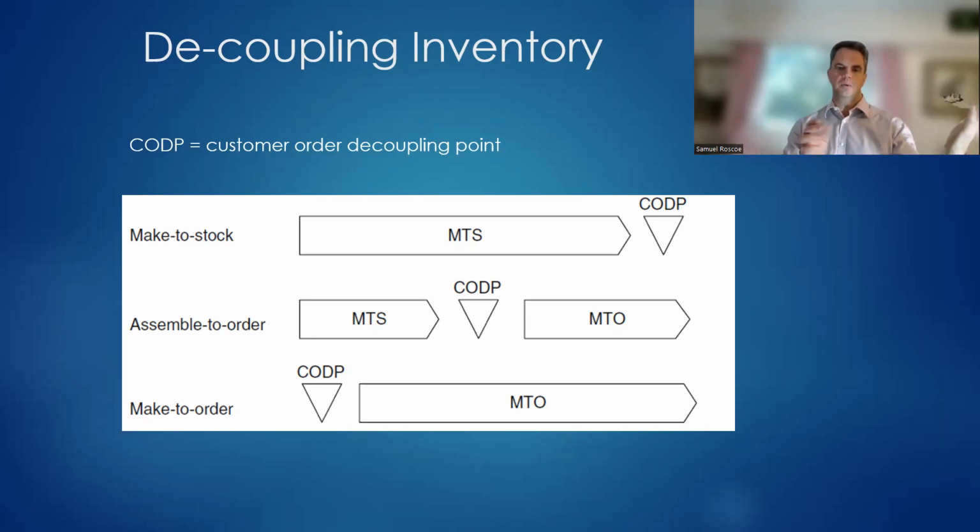So essentially what you have is a very lean and efficient supply chain up until the customer order comes in, and then you deliver out that finished product using a very flexible and agile supply chain response.